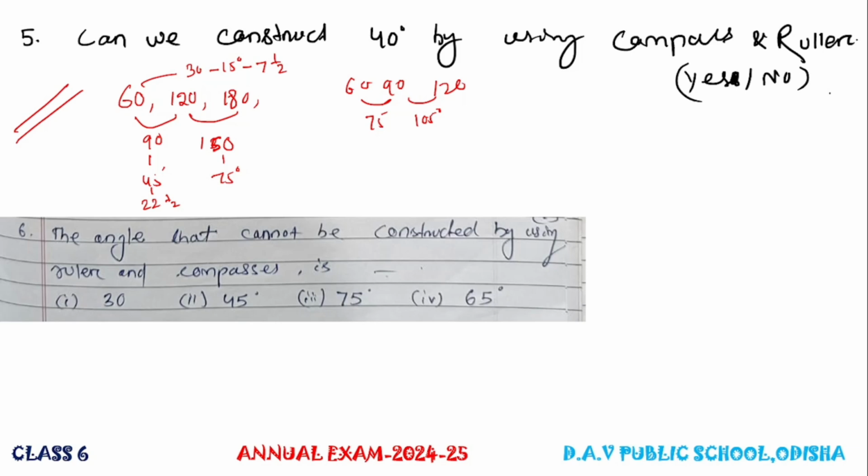Now the angle that cannot be constructed is 65, because 75 we can draw by bisecting the angles 60 and 90, 45 we can draw by bisecting the 90 angle, and 30 we can draw by bisecting the 60 angle.